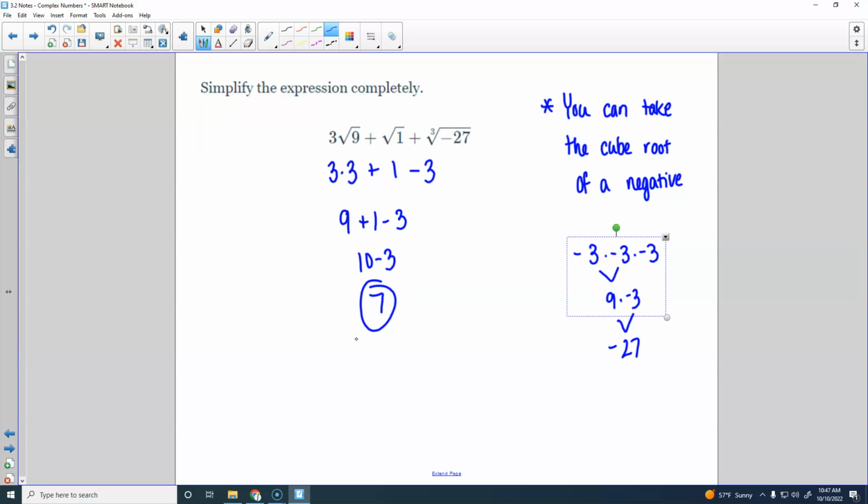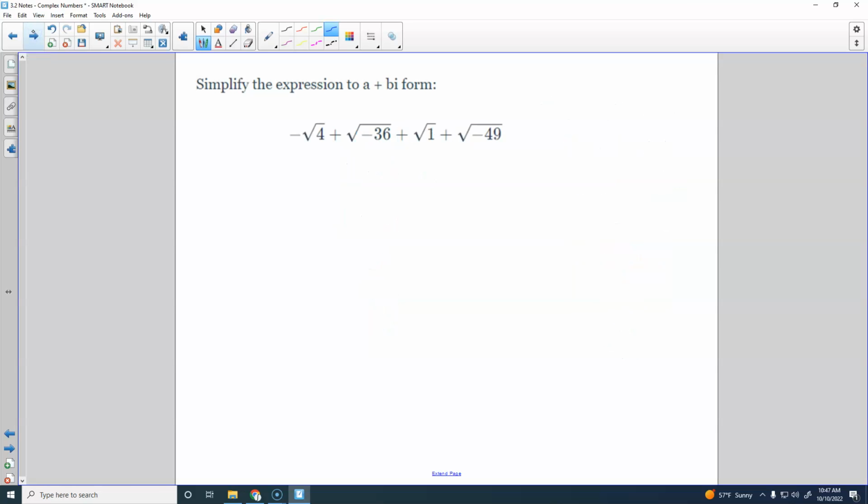So watch out for the cube roots. You can take the cube root of negatives. You will not have an i for those. Okay, questions so far? All right, try this one on your own.